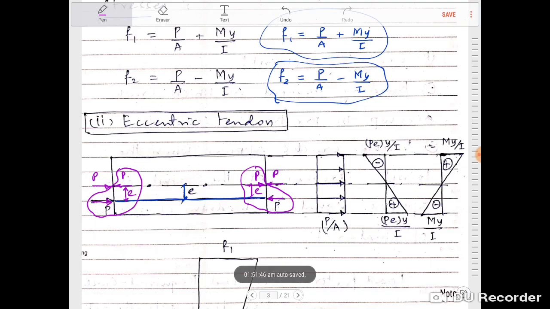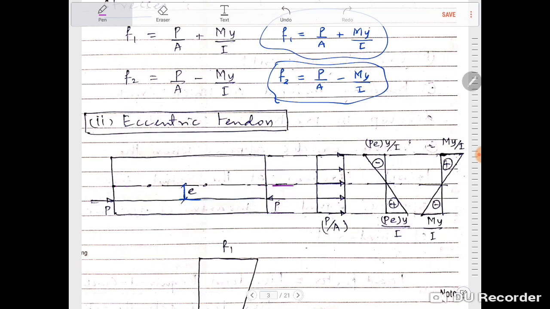So we are converting an eccentric tendon into a concentric tendon along with the moment that is due to the pre-stressing force. So finally what I can do, I can replace this P force here. I can shift this P force above and make it concentric, and in addition to that I have a moment PE which is getting applied due to the pre-stressing force, and then we make the analysis.